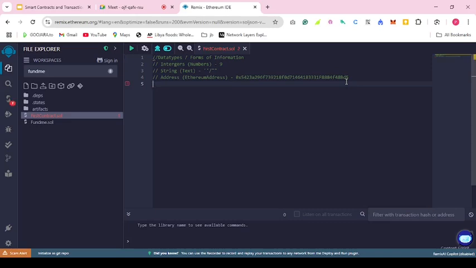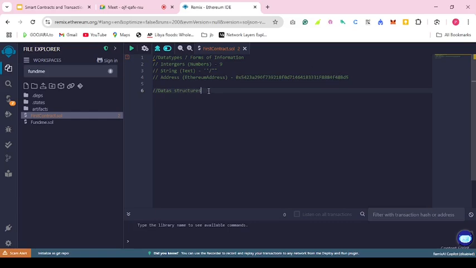Then we have another type. Actually, these are the most basic, and then everything else is really just data structures. So we have data types and data structures. Integers, strings, addresses.